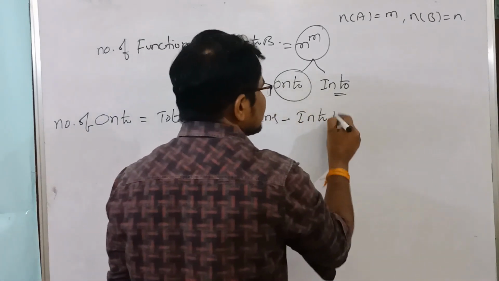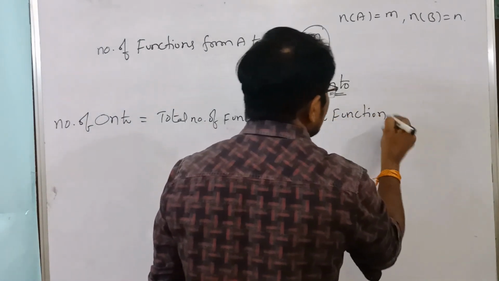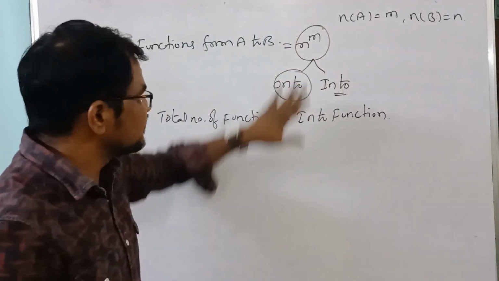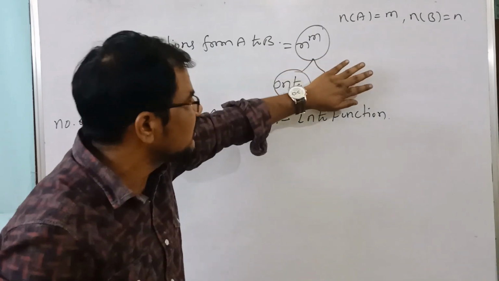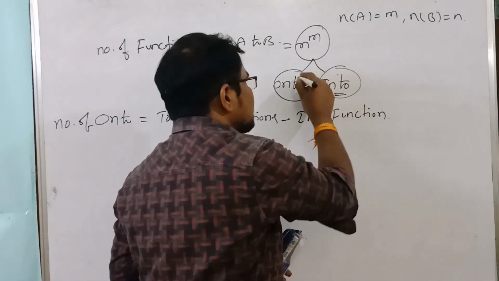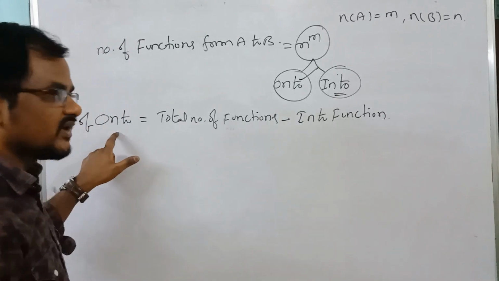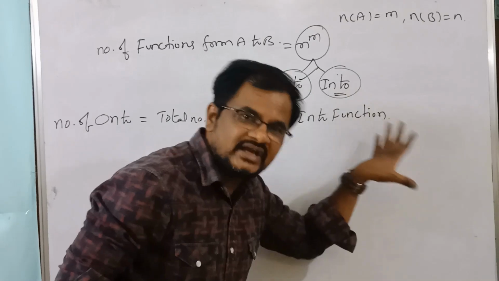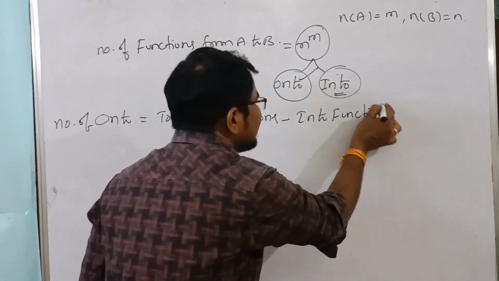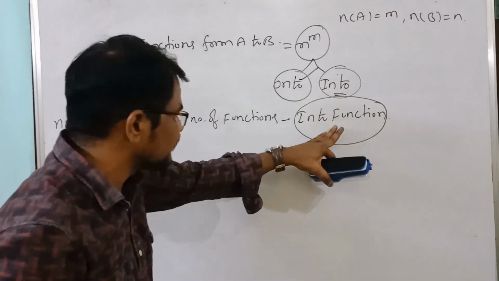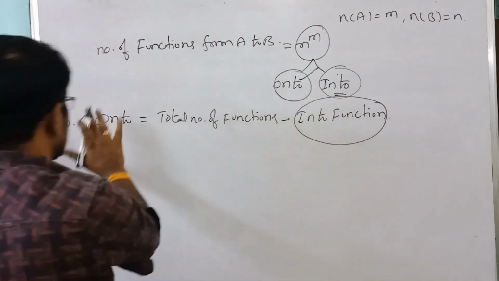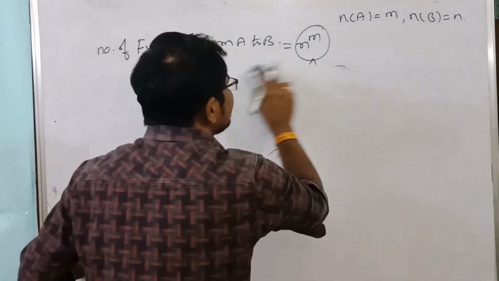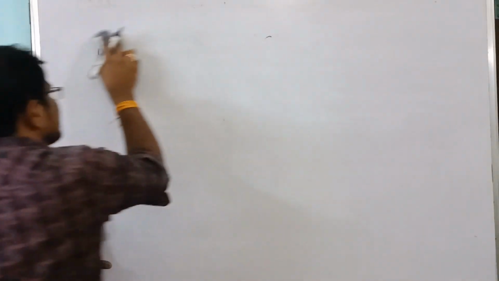minus into functions, right? So total number of functions which are defined from A to B equal to n power m. In this one, onto functions also there and into functions are also there. But here we have to find onto functions. So that's why total number of functions minus what? Into functions. And now how to find the into functions? First we have to find into functions. Then if you substitute in this one, then you will get onto functions. For that one, you come to the definition of the into function.